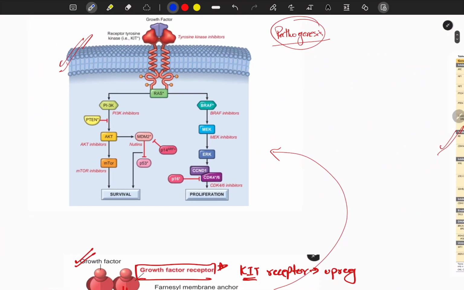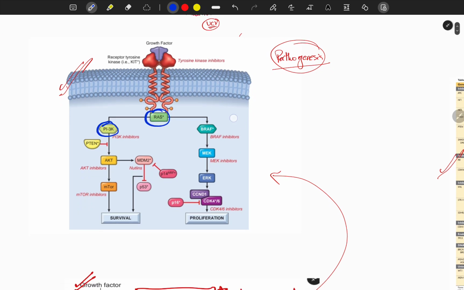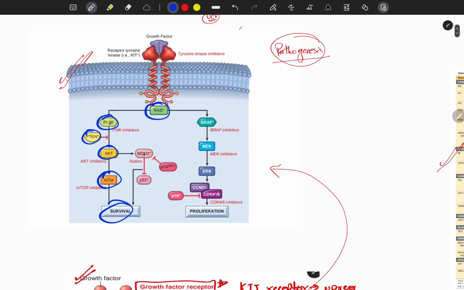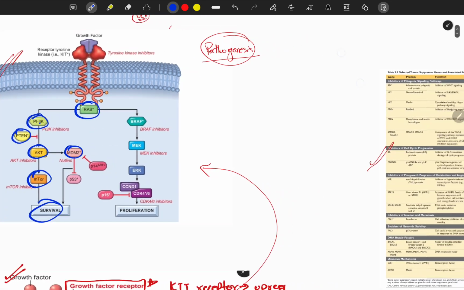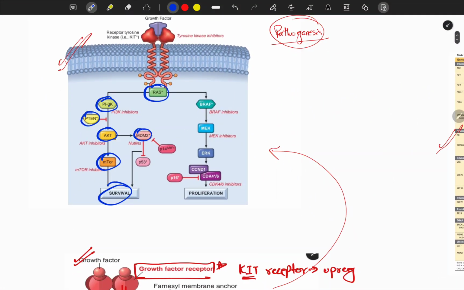Now what happens here? RAS may be upregulated causing this, or just the PI3K. Sometimes the PTEN, see, PI3K, AKT, mTOR, survival. I said about MDM2, right? MDM2 is not related to anything. It's just that this MDM2 is by some gene. ARF will inhibit this, but MDM2 inhibits P53.